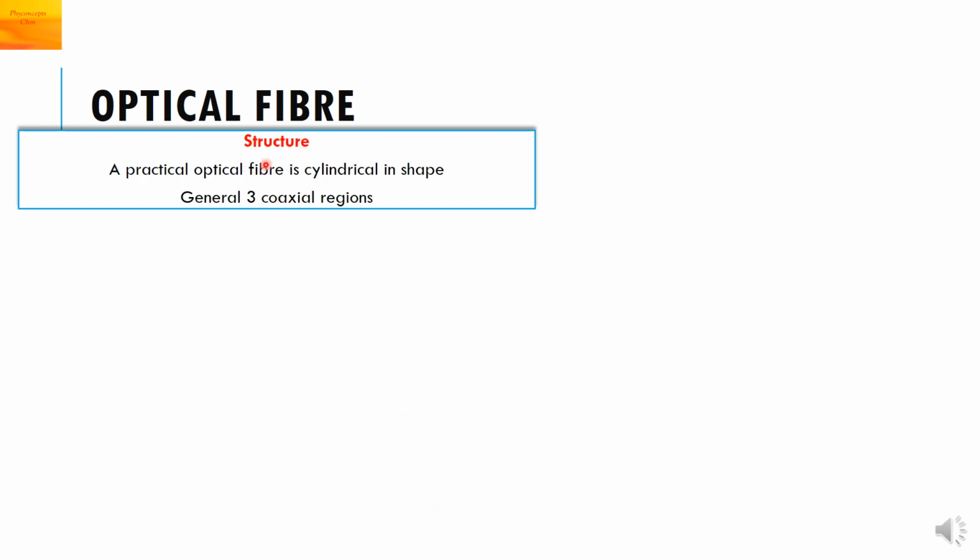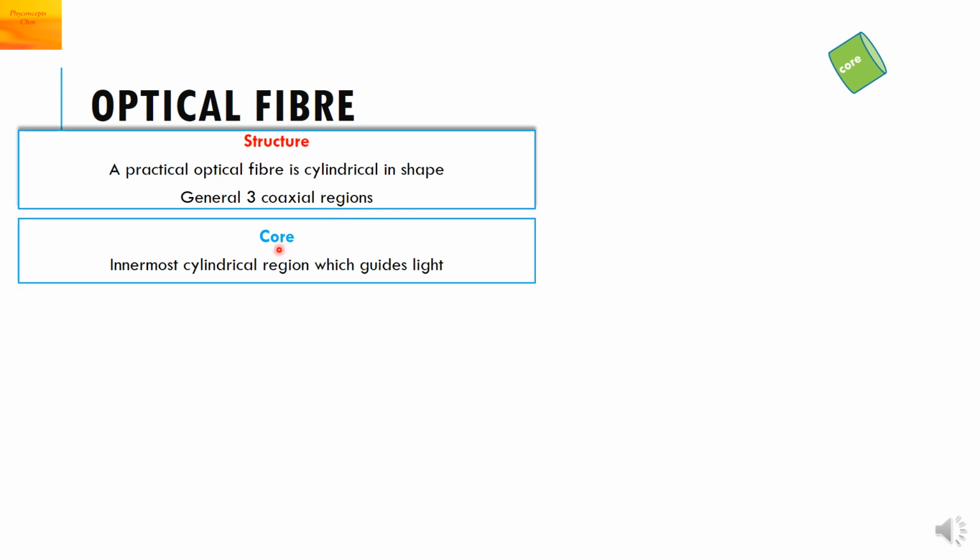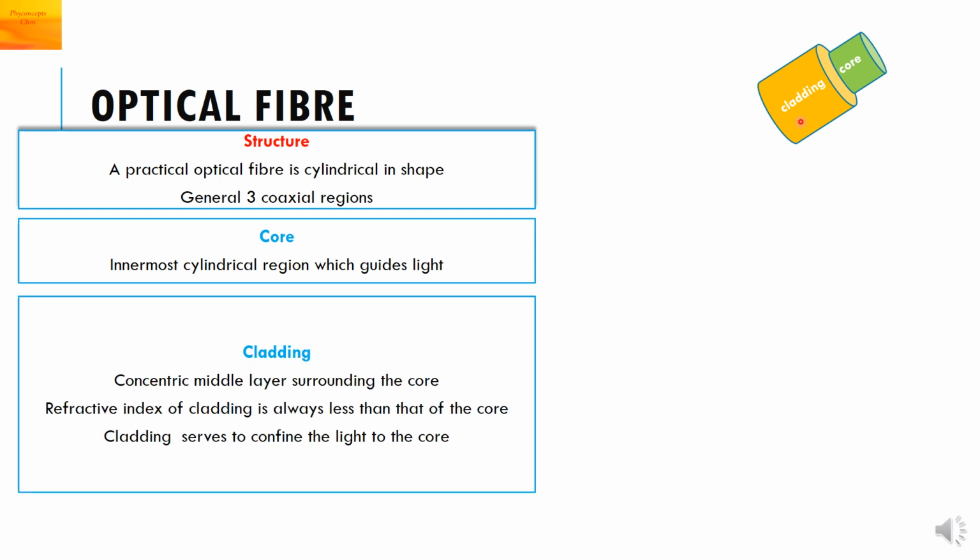Now we will see the structure of the optical fiber. So it is cylindrical in shape and it has generally three coaxial regions. First part of the optical fiber is called as a core. It is the innermost cylindrical region which guides light. Next is the cladding. It is the concentric middle layer surrounding the core. Note that the refractive index of the cladding is always less than that of the core.